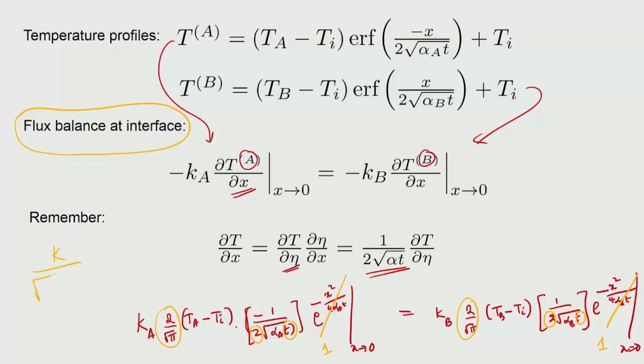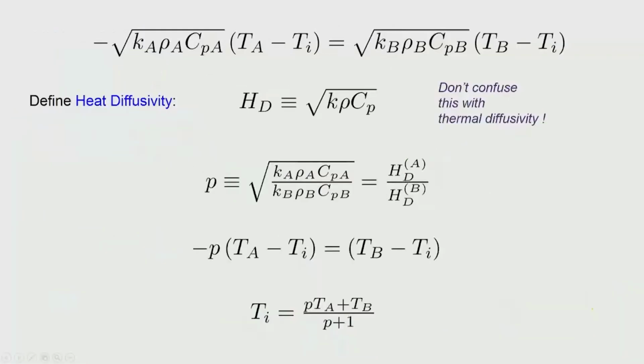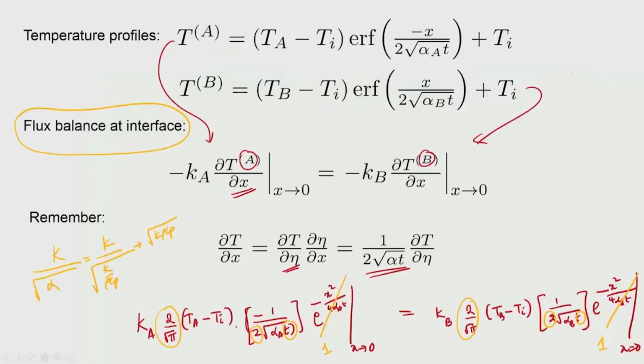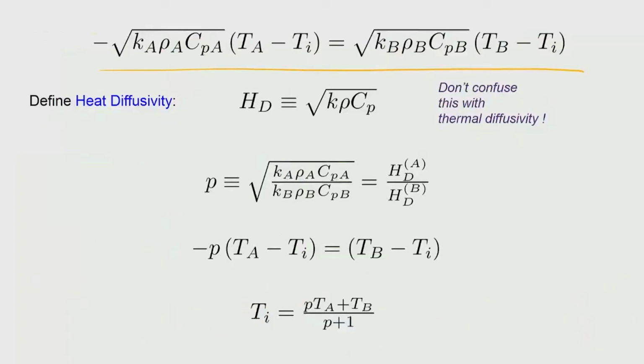K by root of alpha is basically k by root of k by rho Cp. So, that becomes basically root of k rho Cp. Okay. So, we can cancel root k from the denominator and numerator. Which means that on the left hand side we have got root of ka rho a Cpa into Ta minus Ti. Similarly, on the right hand side. So, we do that here and use that expression, and the minus sign is coming because this fellow is still there. Okay. So, we write that expression with the minus sign without forgetting.